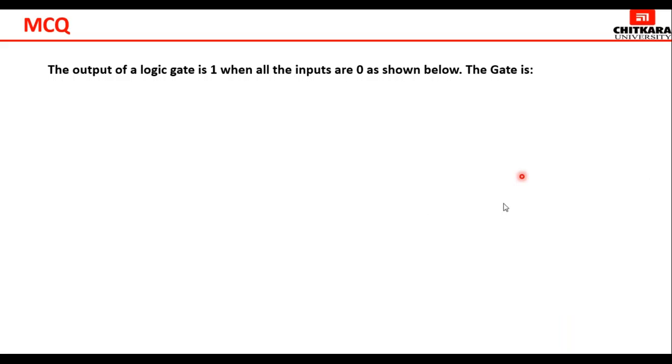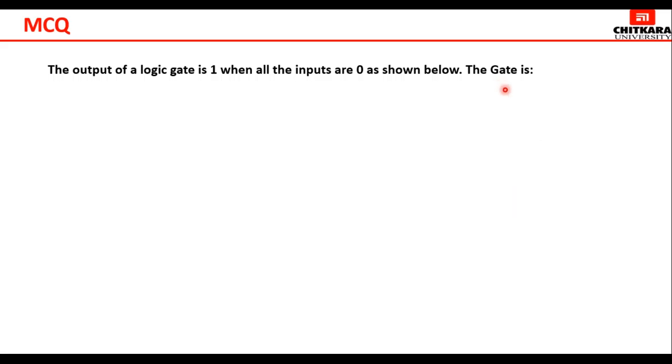No, it's not necessary to draw half rings at the intersection of two lines. It is just to make the pictures clear, right? So it's not necessary. Okay. Now, let's look at the MCQ.